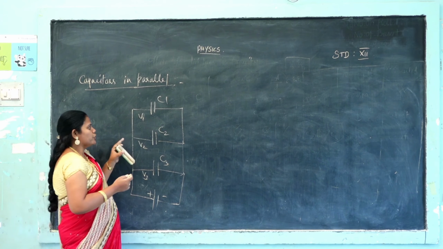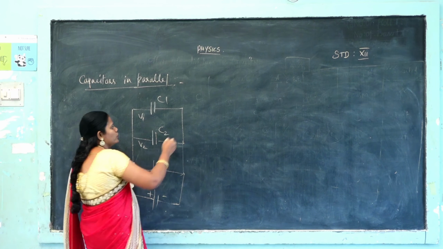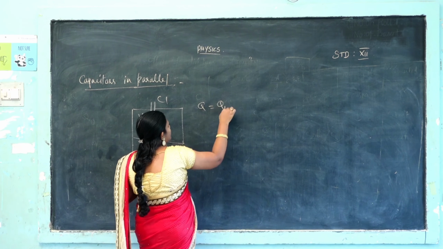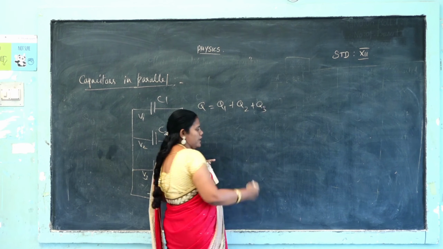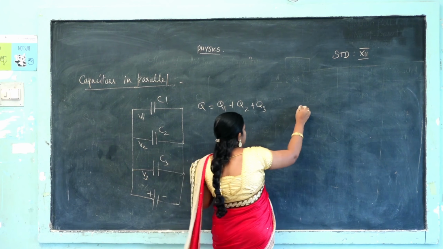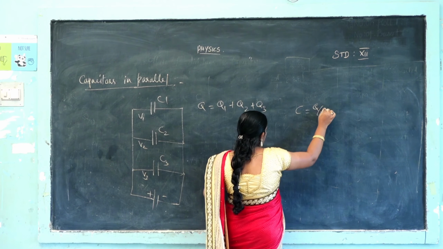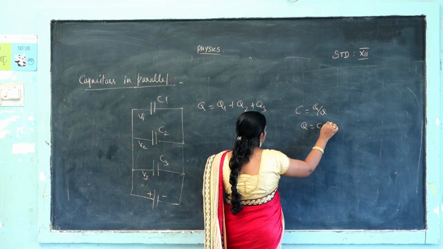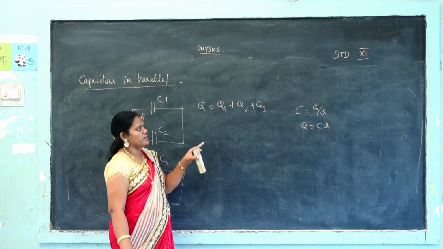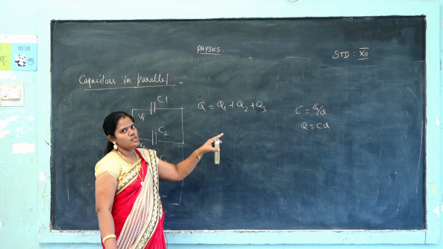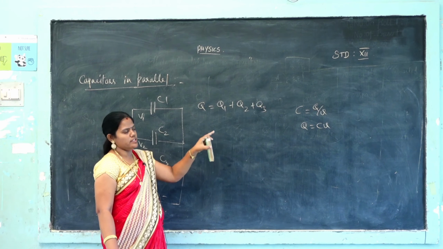So Q1, Q2, Q3 will change. So total charge Q is equal to Q1 plus Q2 plus Q3. Okay, again we will take that formula. C is equal to Q by V. So Q is equal to C into V. Since the potential difference is the same, C will change: C1, C2, C3 will change.